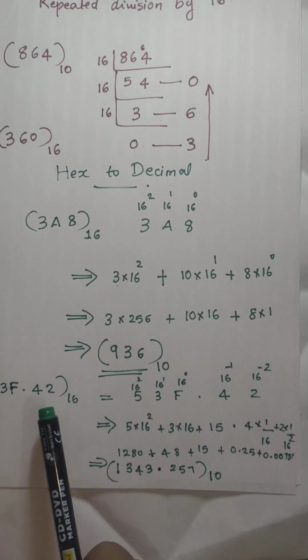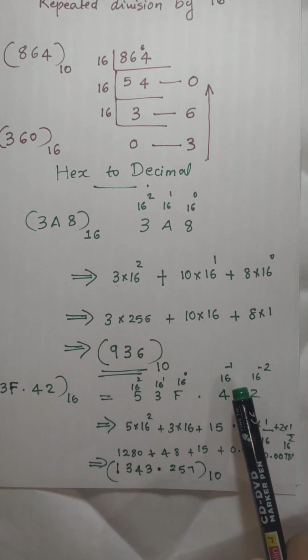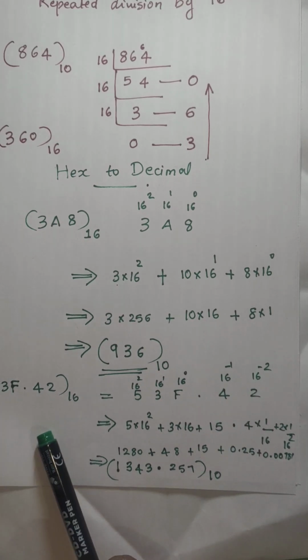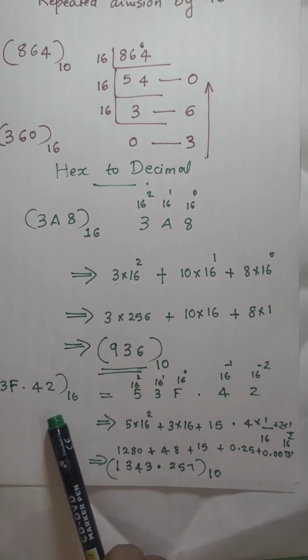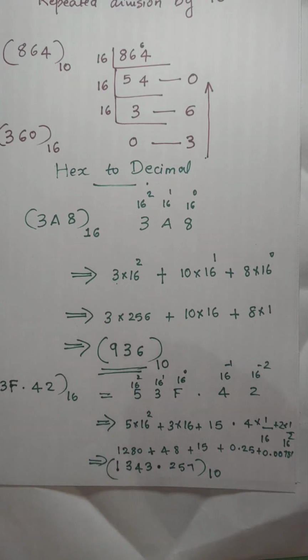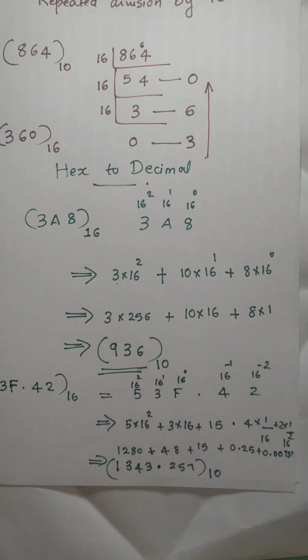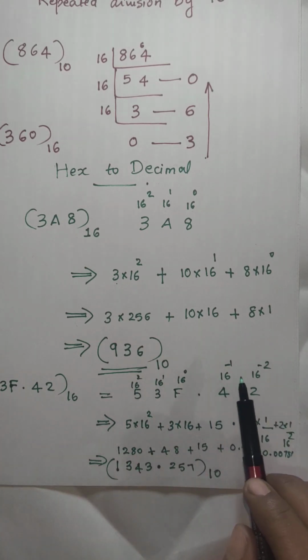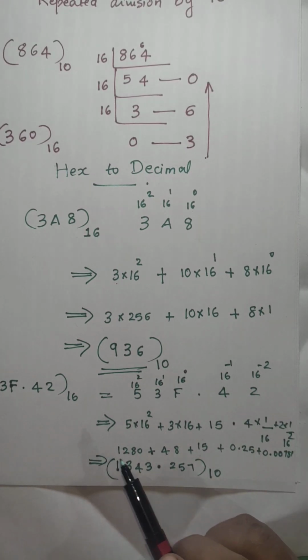Clear? So in the case of a point value, we generate the result by using 16 raised to minus 1, because this is a hexadecimal value. And in the case of binary, if it has a point, that means a fractional part, instead of 16 we put 2 raised to minus 1, 2 raised to minus 2, like that. Here the base is 16, that's why we have used 16. So it is a very easy method. Okay.